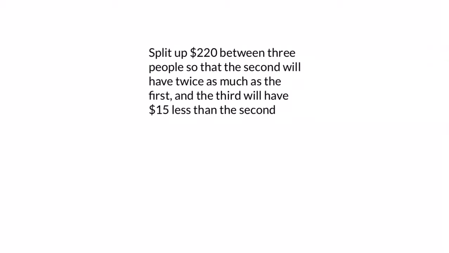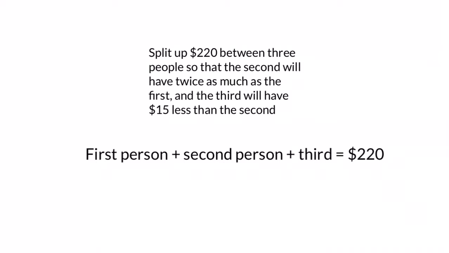The second person we don't like, apparently, because they have to have twice as much as the first person. And the third person will have to have $15 less than the second. So I just put it in words to start off. The first person, how much they pay, plus the second person, plus the third, makes $220.